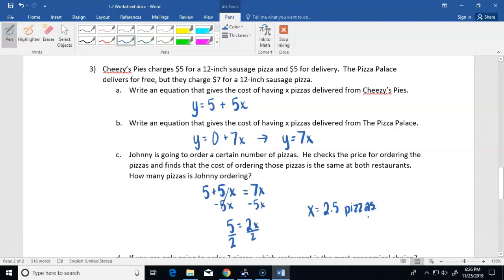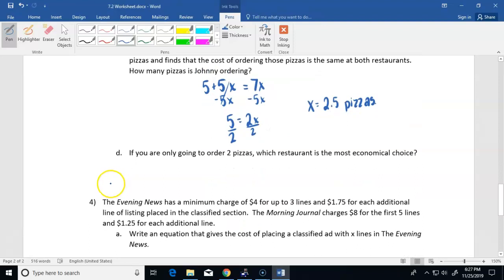Now, this is an odd situation because most pizza places will not let you order half of a pizza, but this is what we get for this problem, so we're just going to leave it. Probably, I did type these out myself. I probably mistyped something there. I think that should have been 6, but we'll just go with 2.5 pizzas as the correct answer.